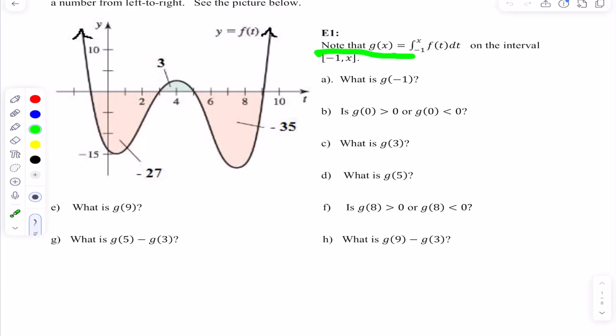Note that g of x is represented by this integral from -1 to x, where x is actually a number between -1 and 9. So what is g of -1? Well, according to your properties of integrals, we could write g of -1 is equal to the integral from -1 to -1 of f of t dt, which we know is 0.